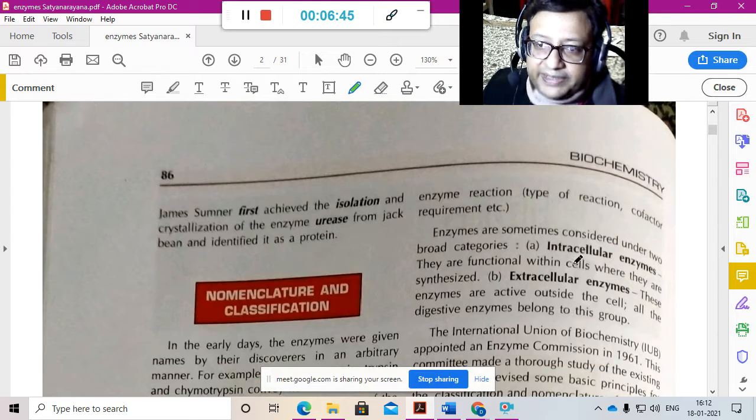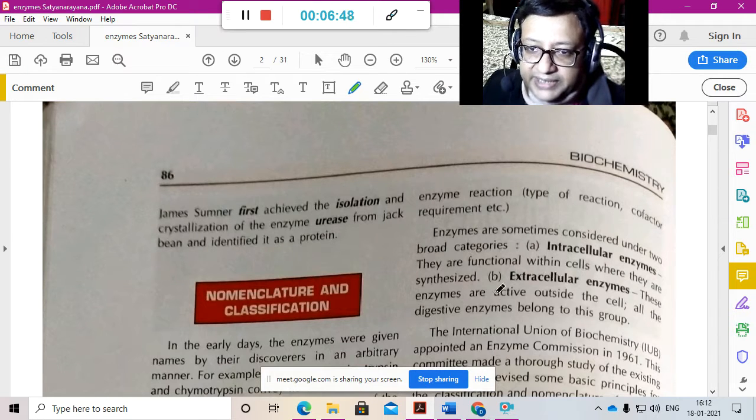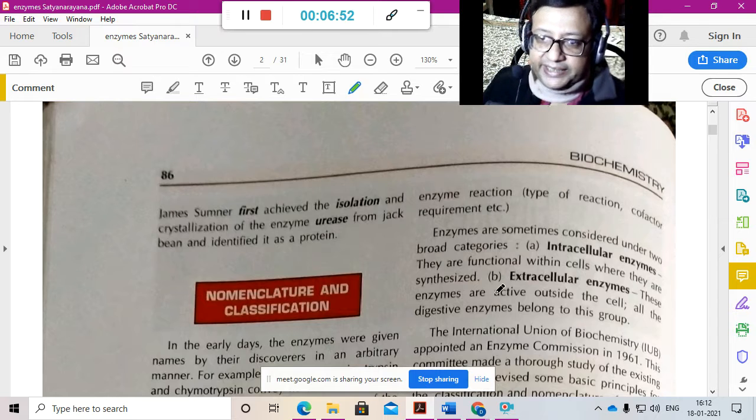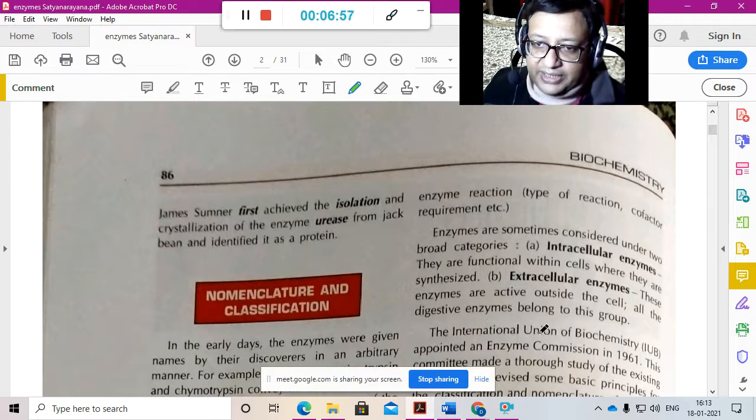Enzymes can be intracellular enzymes or they can be extracellular enzymes. Those that function inside the cell are intracellular enzymes. Those that function outside the cell are known as extracellular enzymes.